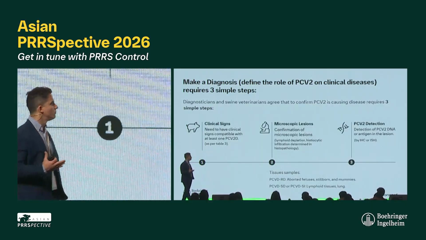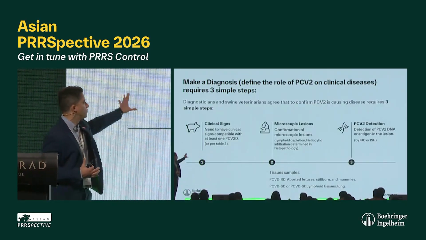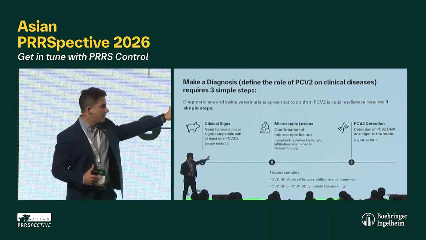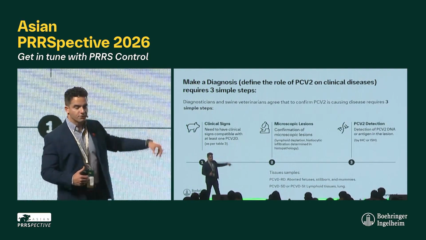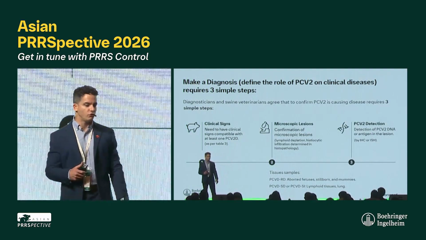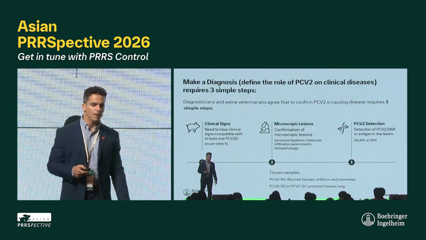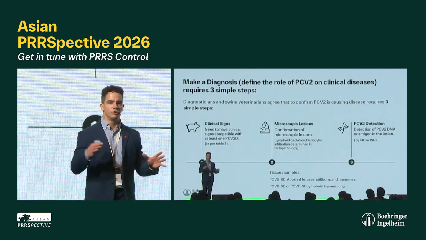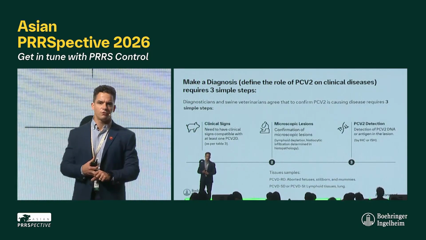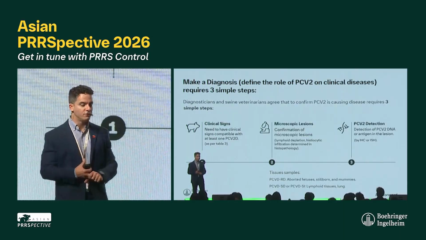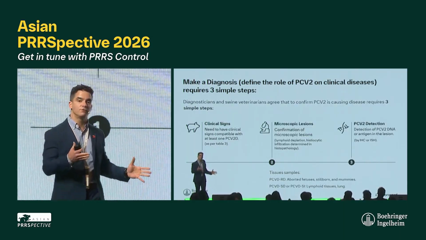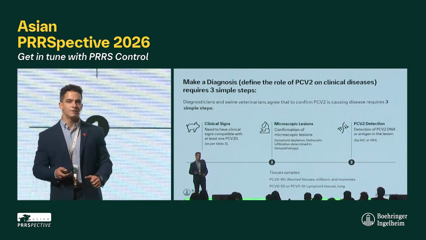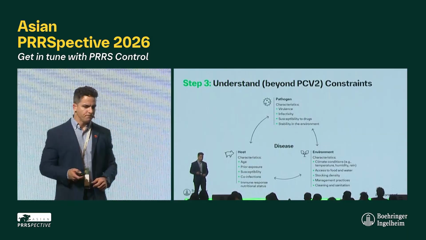So to make a diagnosis, we've talked about this before, you associate the clinical signs of one of the PCVDs that's out there. You confirm that with microscopic lesions. And then the last step, confirm that with in situ hybridization or immunohistochemistry. That's an agreement that different universities, professors, researchers in PCV2, and the veterinarians in the field have agreed that this is the way that you go about making sure that PCV2 is a problem in your herd.